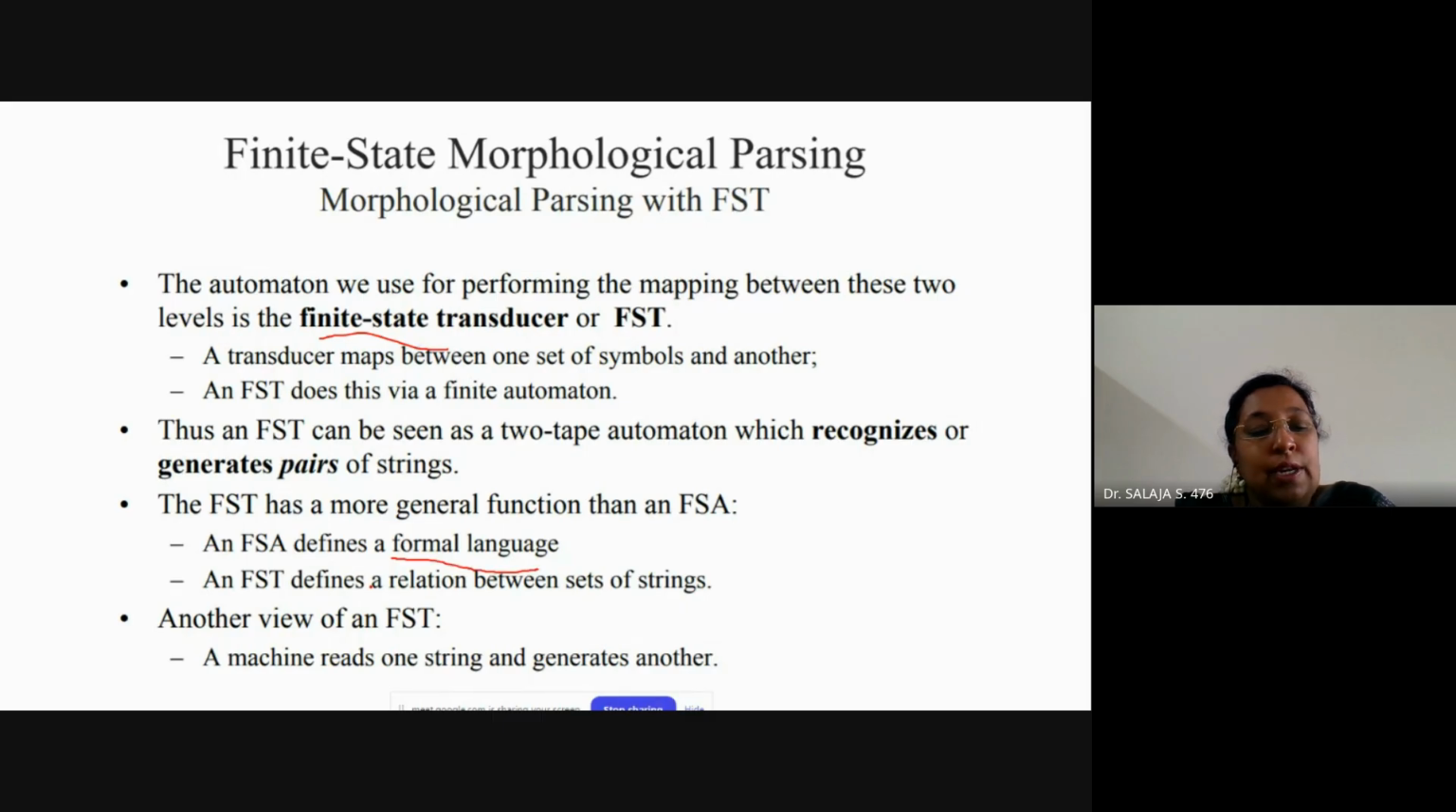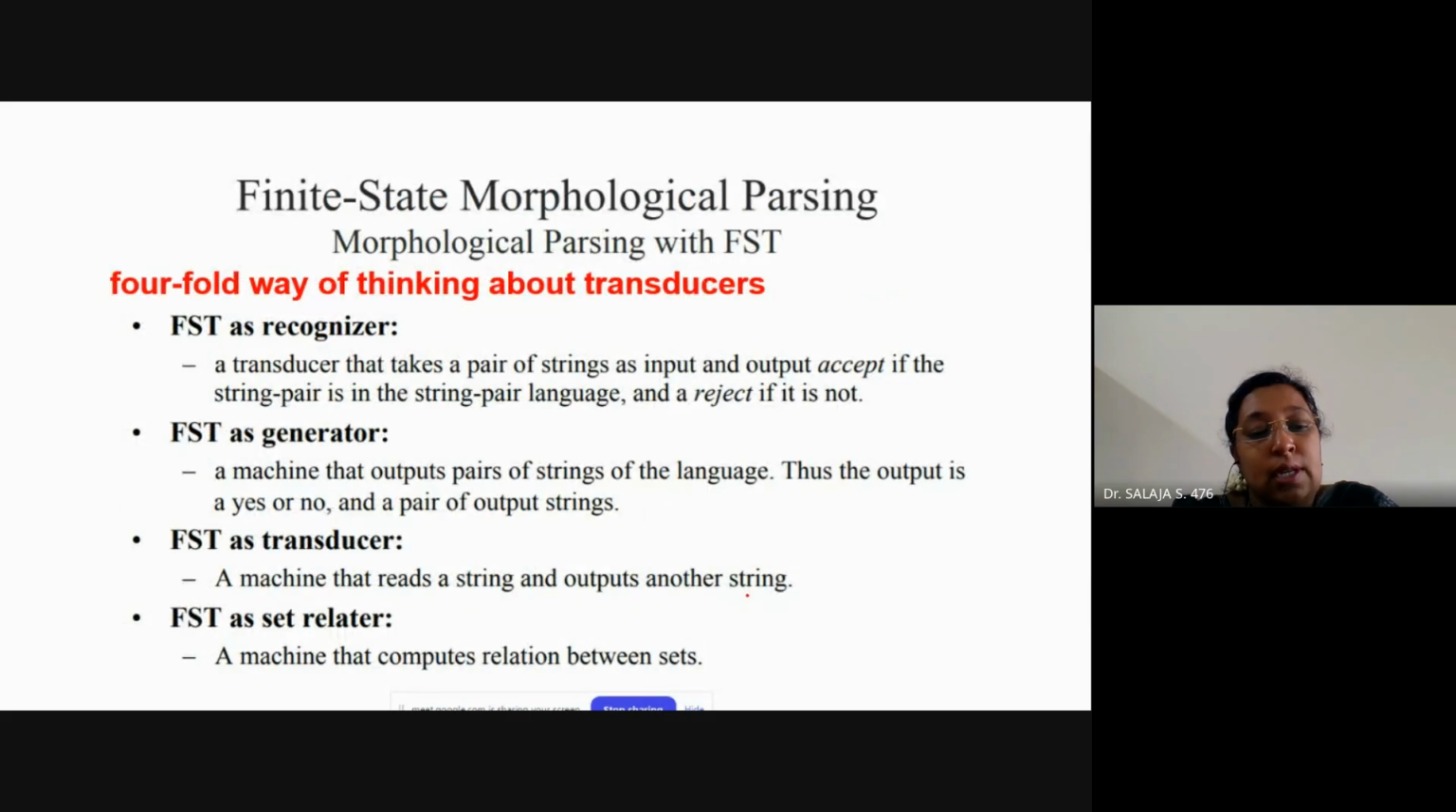Okay, so finite state automata represent a formal language, and the transducer helps you to define the relation between the set of strings, where you talk about a noun, whether it's plural, singular, verb, adjective, how it gets translated, and so on and so forth. So you have four ways in which you think about the transducer. We have talked already about two things. One is the finite state automata, or you call it the finite state transducer, as a recognizer.